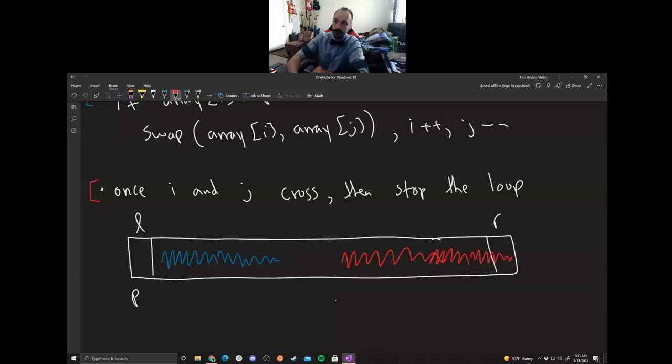And at some point, what's going to happen is I will be here, and then J is going to be here. And that implies that all these elements right here are going to be less. So everything to the left of I is less. Everything to the right of J is going to be larger. So in this case over here, well, this is a kind of weird picture, but essentially, yes. So we can think of it like this.